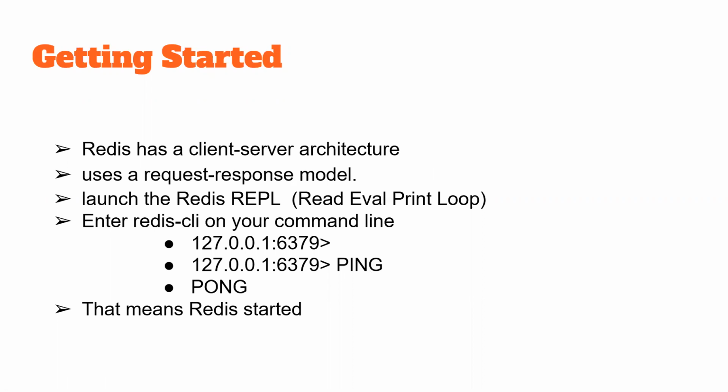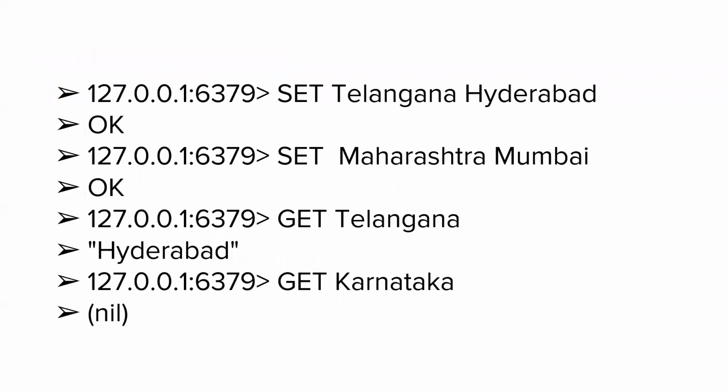Redis commands are case sensitive, although their Python counterparts are most definitely not. Here we are setting the value Hyderabad to the key Telangana. After that, it will give you an OK message, meaning your key is successfully set. Similarly, for the one below, a key is set with its value. If you want to see the value, use GET followed by the key which you want. If the key is not set, then it returns nil.